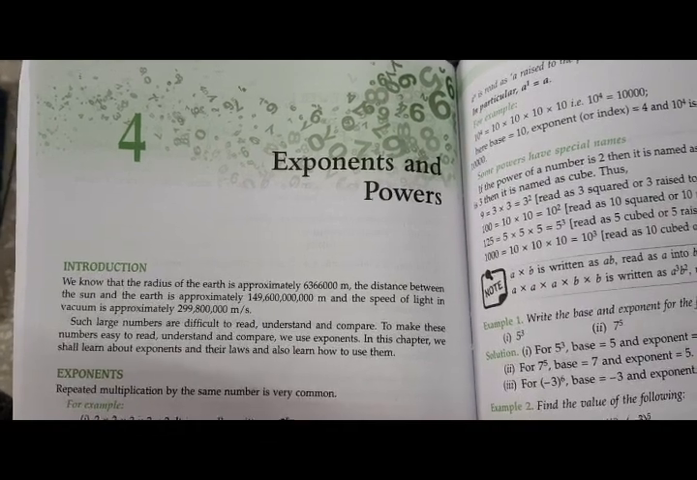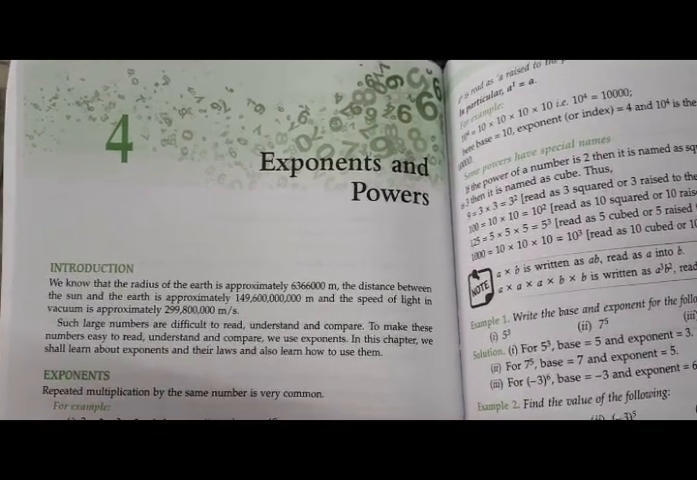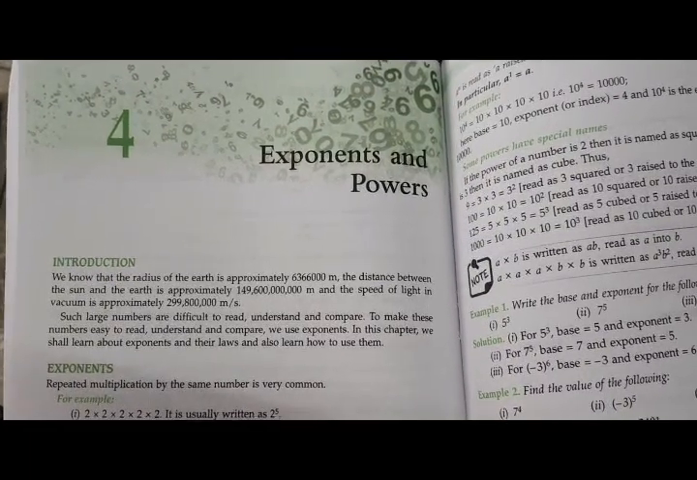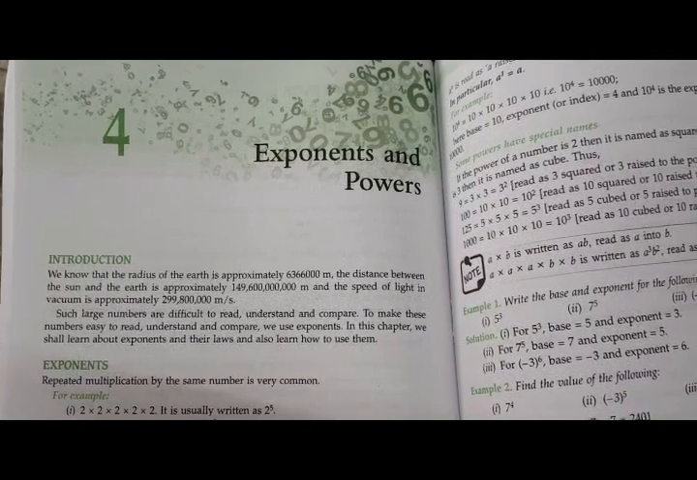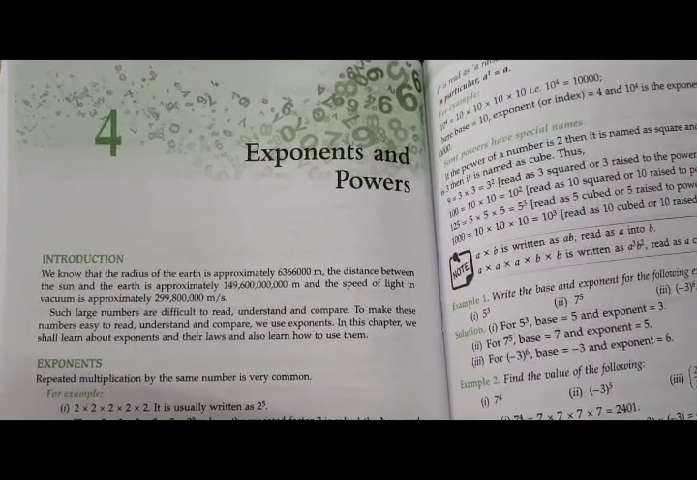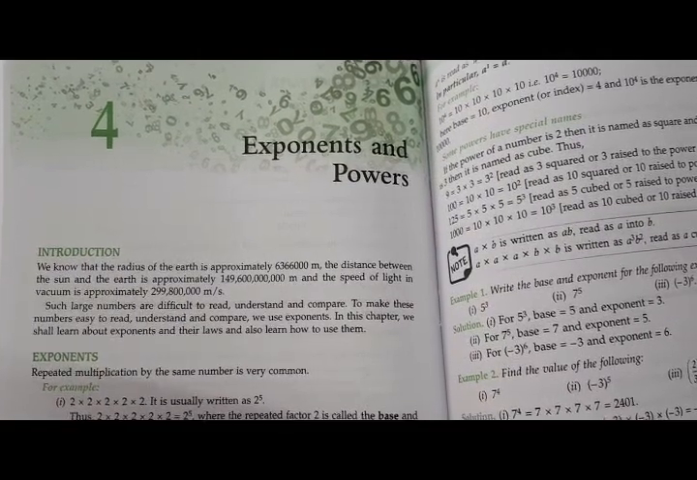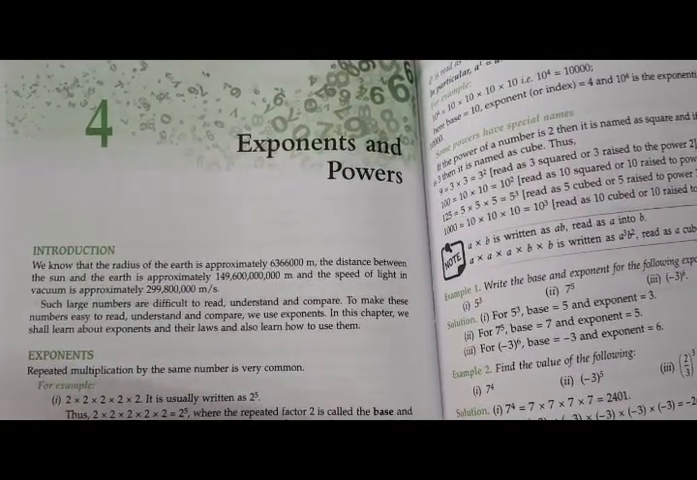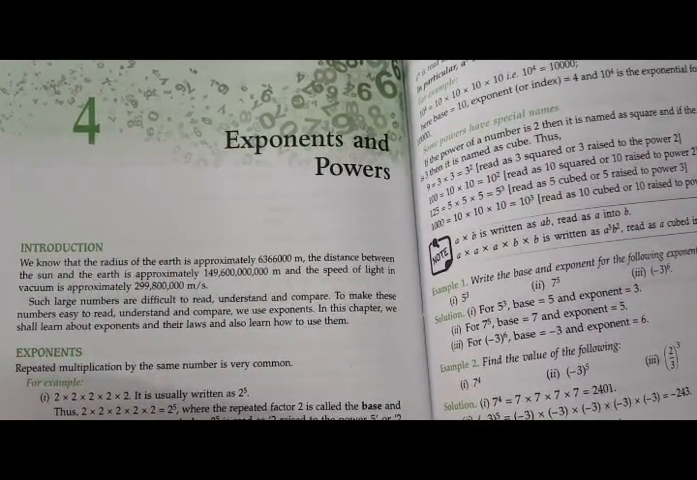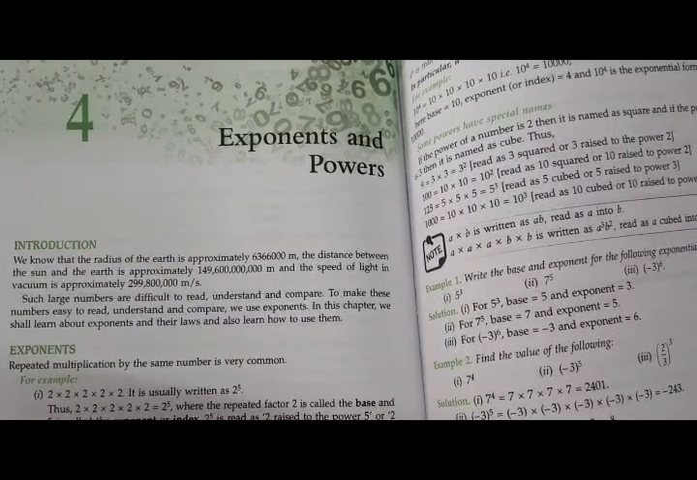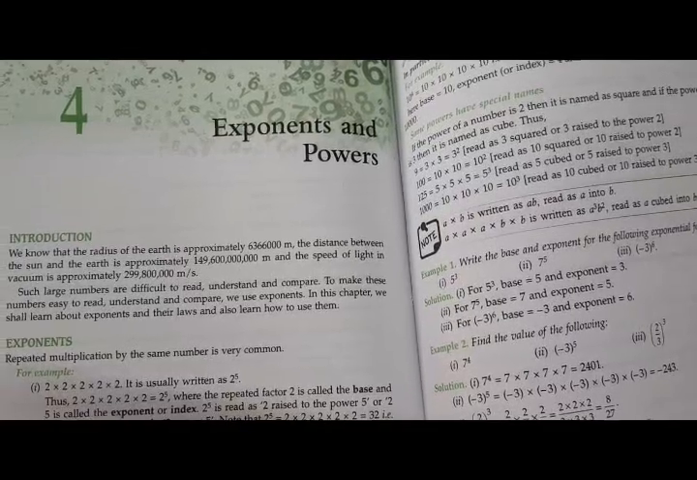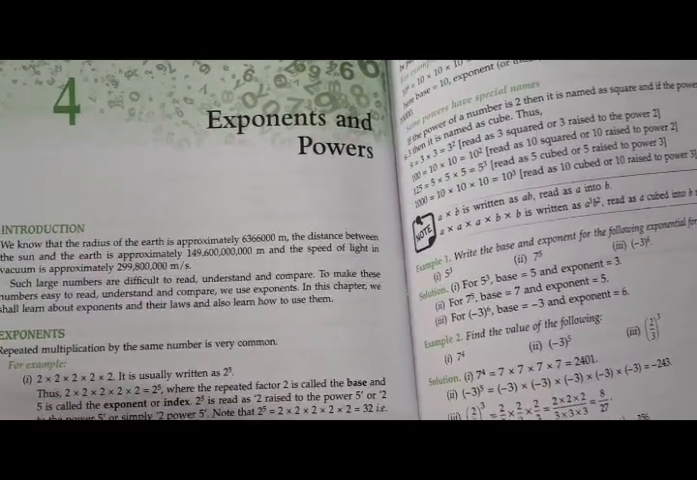Morning students, today we are going to understand and start with the exponents. You must have generally come across many figures like the radius of the earth, which is approximately 63,66,000, or the distance between the sun and the earth, which is approximately 149,600,000,000 meter, and the speed of light in vacuum, which is approximately 299,800,000 meter per second. It is very difficult to understand or read or to compare such kind of numbers.